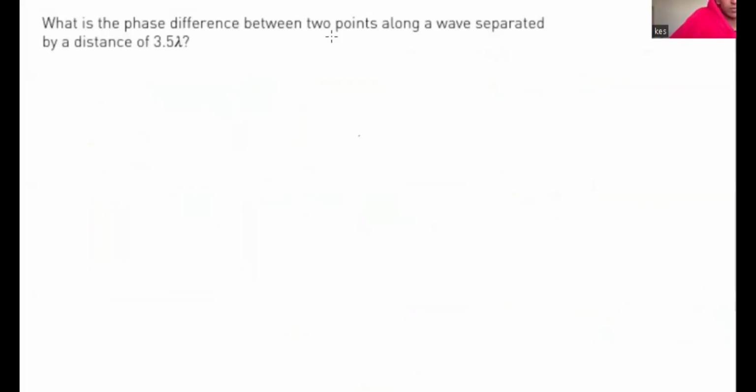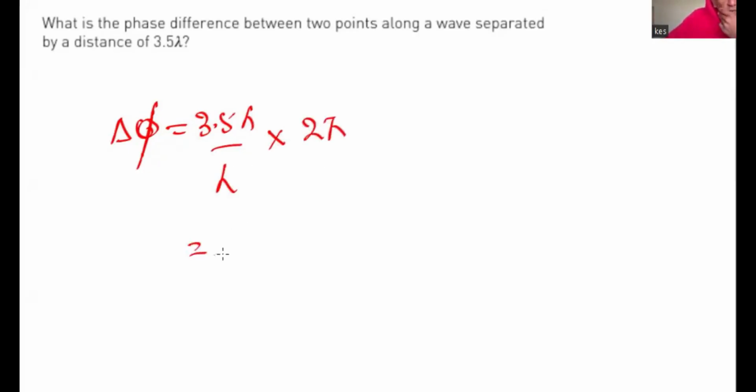Next, what is the phase difference between 2 points along a wave separated by a distance of 3.5 lambda? Okay, then the phase difference delta phi. Then here distance x, that is 3.5 lambda, right? 3.5 lambda over lambda times 2 pi. Then it is 3.5 times 2 pi. It should be equal to 7 pi.